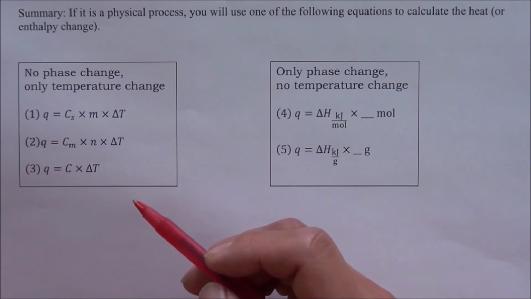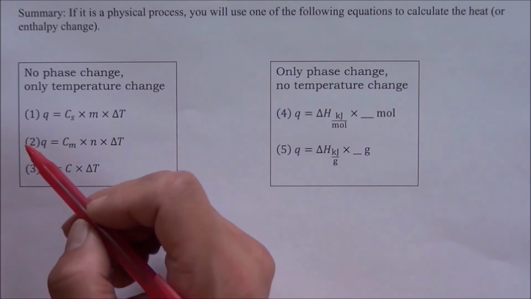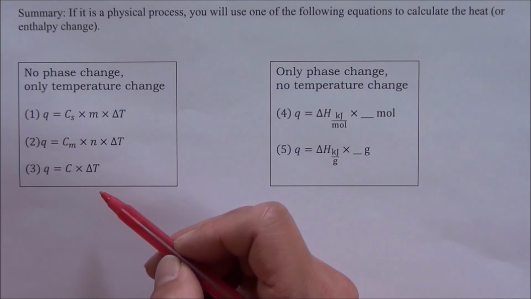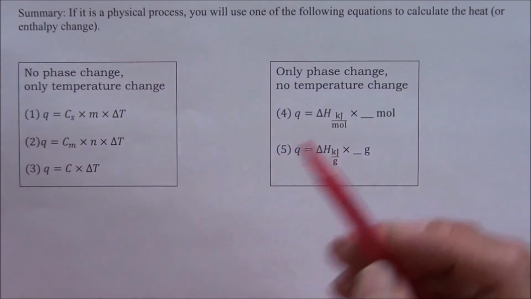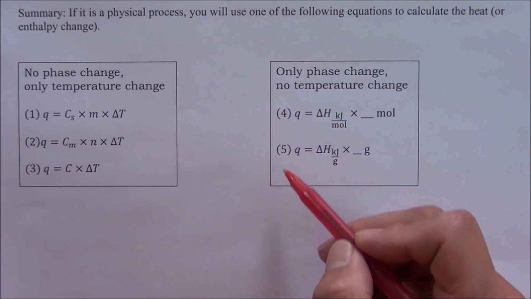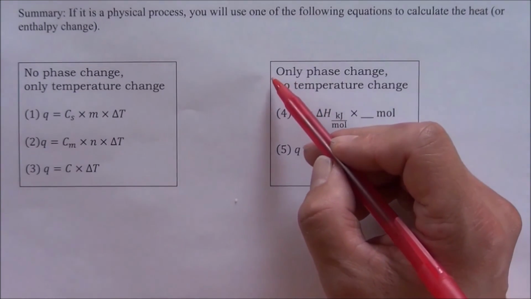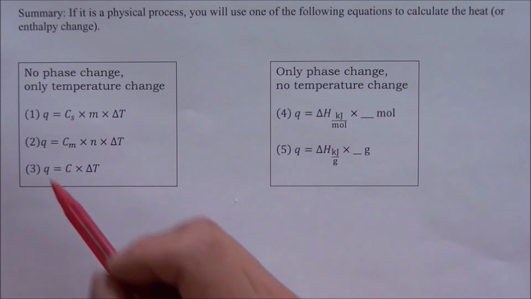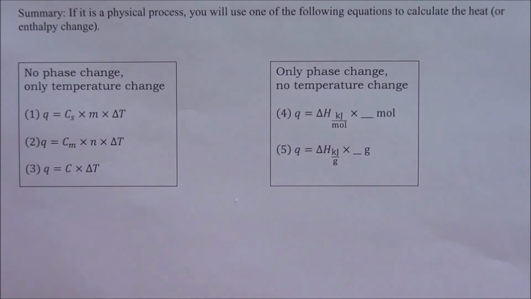Let me summarize the 5 equations to calculate the heat of physical processes. Equations 1 to 3 can only be used to calculate the heat of a physical process whenever there's no phase change, but only temperature change. Equation 4 and equation 5 can only be used to calculate the heat of physical processes whenever there's only phase change, but no temperature change. Equations 1 to 5 can only be used to calculate the heat of physical processes, but not chemical processes.